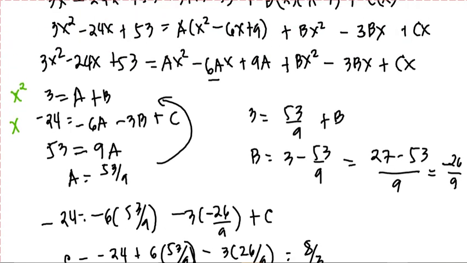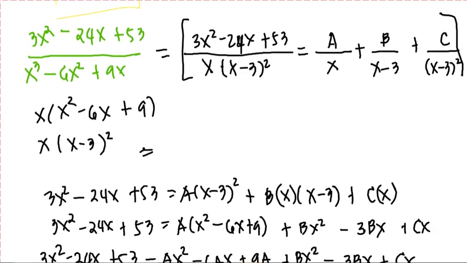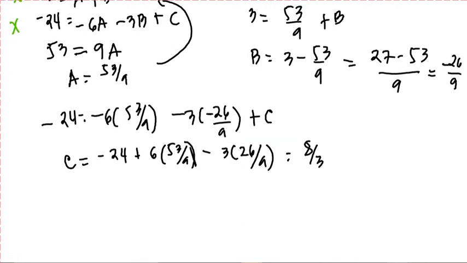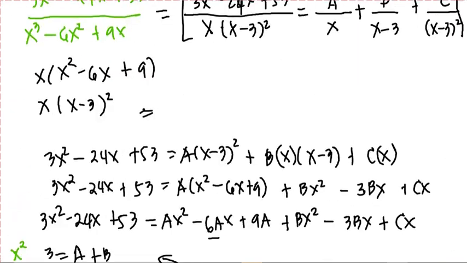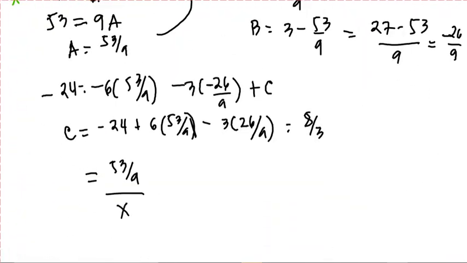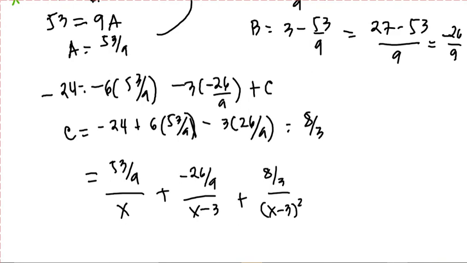And this is aton nga equation. So we have, so aton nga partial fraction will be a naton is 53 all over 9 all over x plus aton nga b which is negative 26 all over 9 all over x minus 3 plus 8 all over 3 x minus 3 squared. And this now will be aton nga partial fraction.